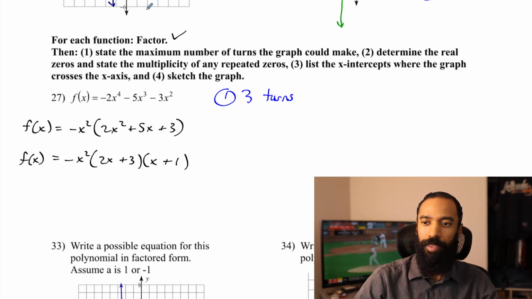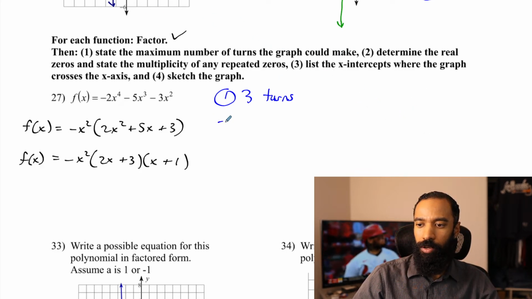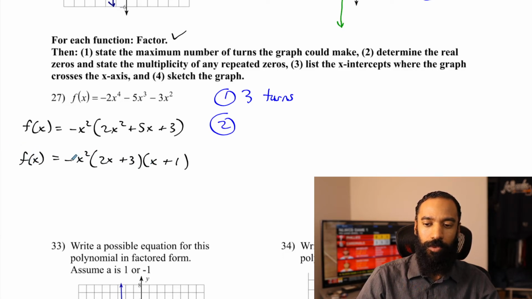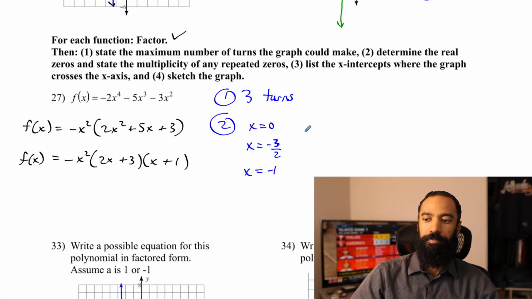A little tricky. All right, determine the real zeros. Now that is based on factoring right here. If I set this equal to 0, I find the real zeros, and I'm going to get x equals 0 as one of them. 2x plus 3 equals 0. Subtract 3, divide by 2. You get x equals negative 3 halves as another. And x plus 1 equals 0. x equals negative 1 is the other zero right there.